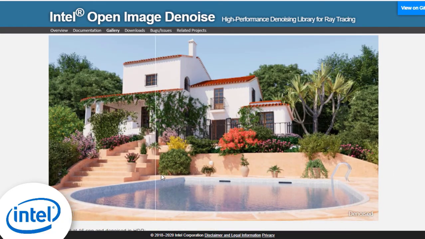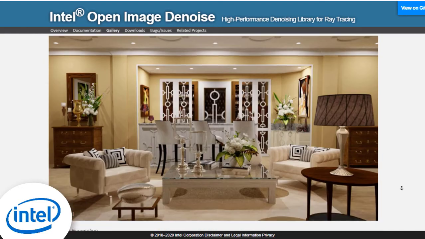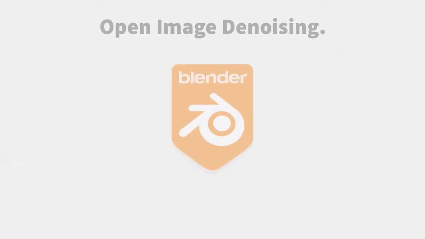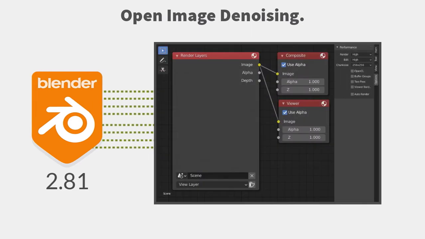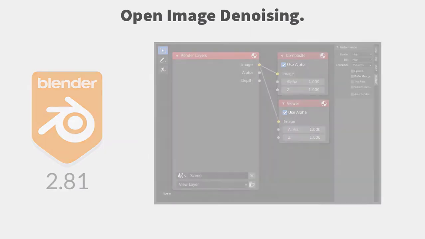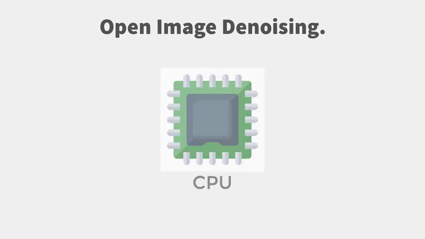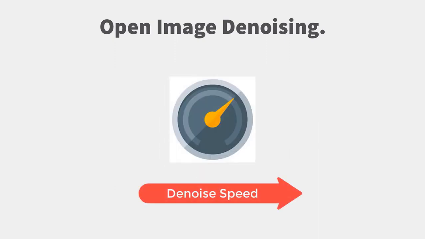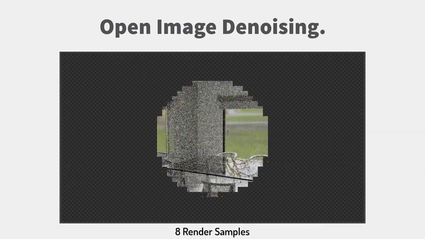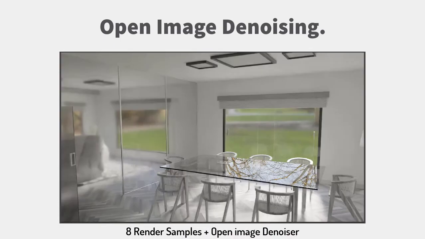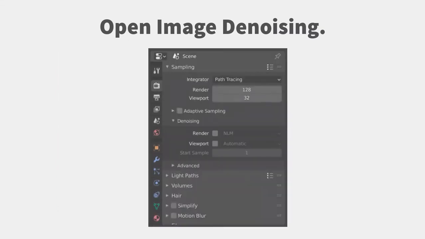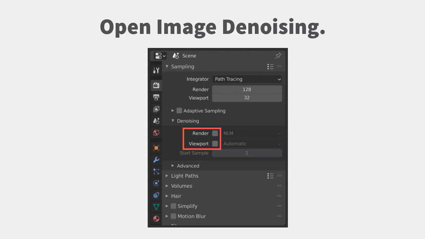And this denoiser is not new for Blender. This denoiser was first released for the 2.81 version of Blender, and it worked on the compositing part of Blender. This denoiser uses the CPU for denoising, and it is faster than the Blender inbuilt NLM denoiser. It takes a small number of render samples and denoises it well. And this denoiser is available for rendering and viewport denoising.